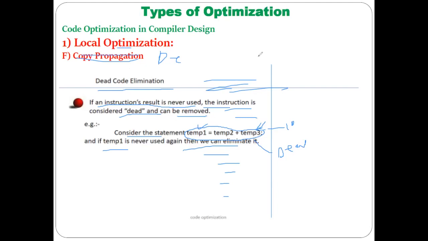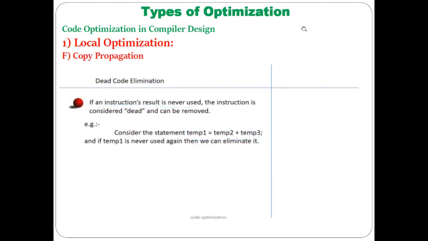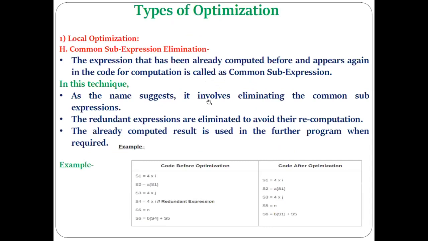Okay, and lastly, we have common sub expression elimination. The same example I am taking, just that we have taken in our previous lecture. So first you need to understand what exactly is meant by a common sub expression. The expression that has already been computed before and appears again in the code for computation is called a common sub expression.